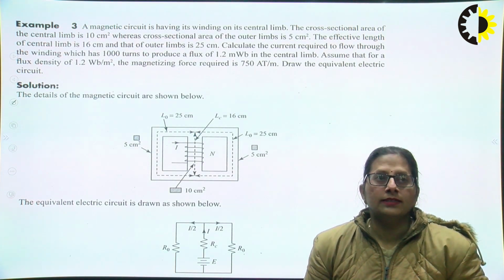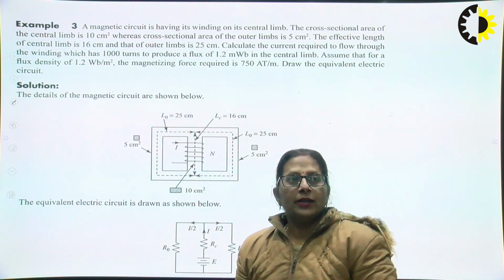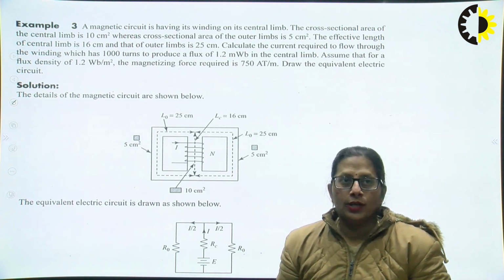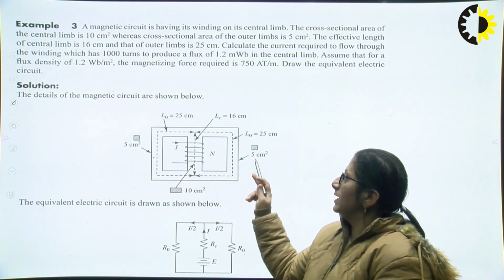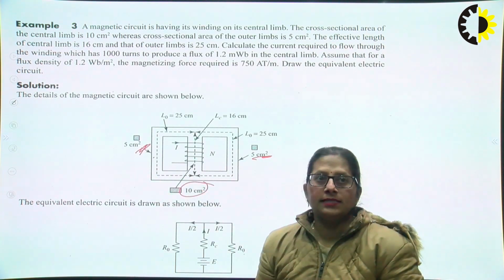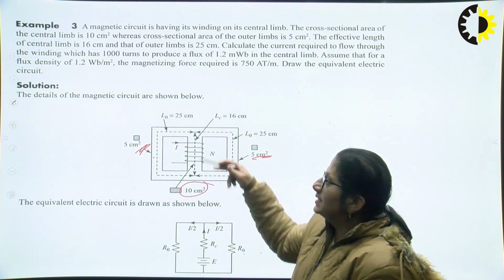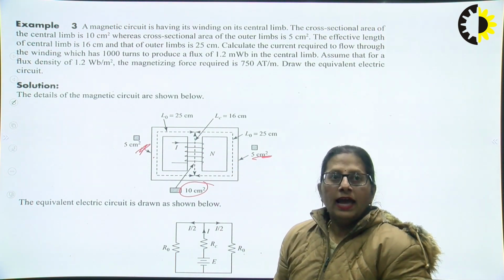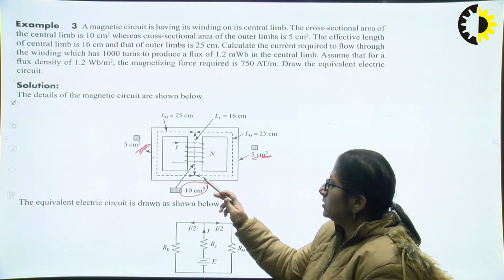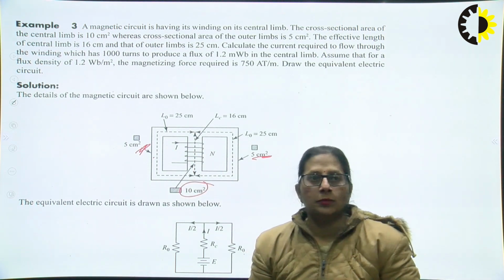A magnetic circuit is having its winding on the central limb. The cross-section area of the central limb is 10 centimeters square, whereas the cross-section area of the outer two limbs is 5 centimeters square each. The effective length of the central limb is 16 centimeters, and that of the two outer limbs is 25 centimeters. Both the outer limbs are having 25 centimeters.